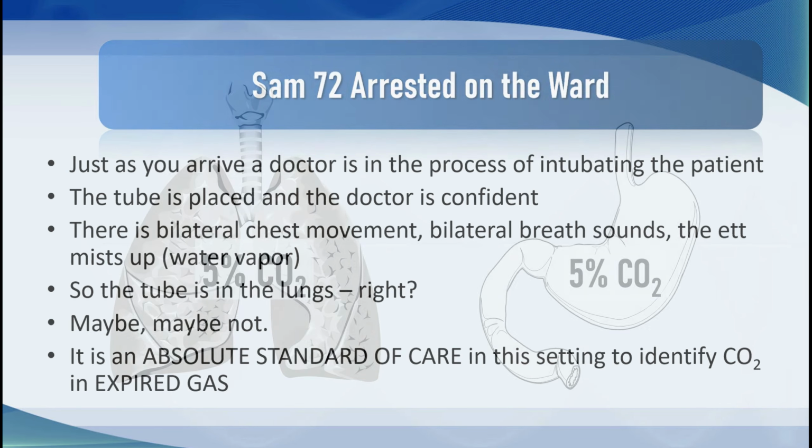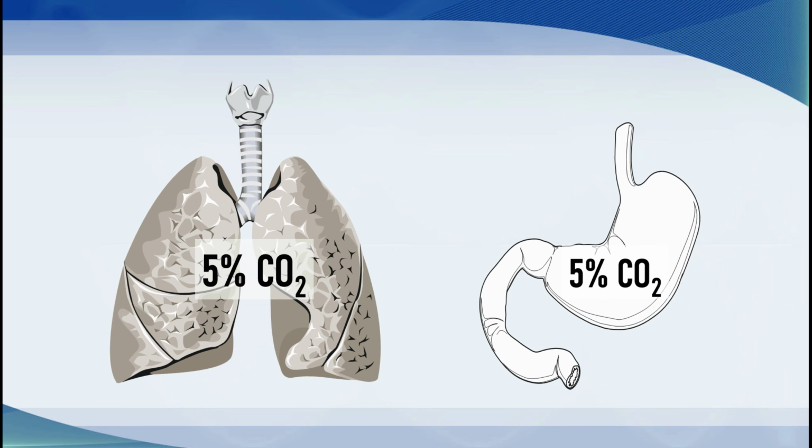gas. A little known fact is that air that is located in the lungs and air that is located in the stomach have a similar percentage of carbon dioxide. There is quite a lot of air in the stomach as we swallow air all the time, and CO2 is produced by various means by the gastric mucosa.